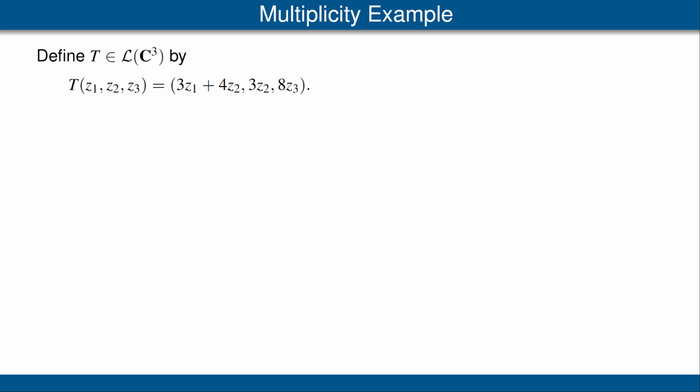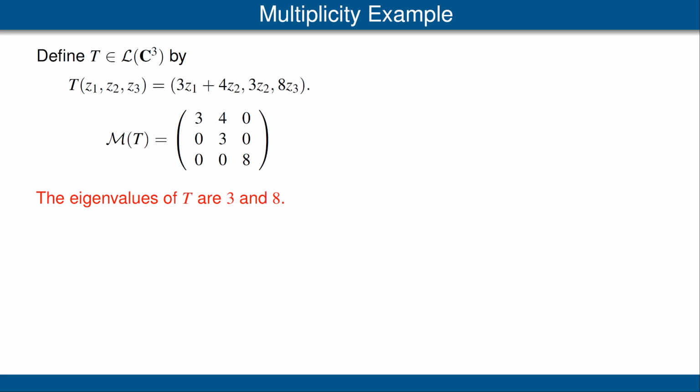Let's finish this video by looking at an example concerning multiplicity. Define T to be the operator on C3 that you see here. The matrix of T with respect to the standard basis of C3 is now shown here, and as you can see, this is an upper triangular matrix. Thus, without doing any work, we can see that the eigenvalues of T are 3 and 8, because 3 and 8 are the numbers on the diagonal of this upper triangular matrix.